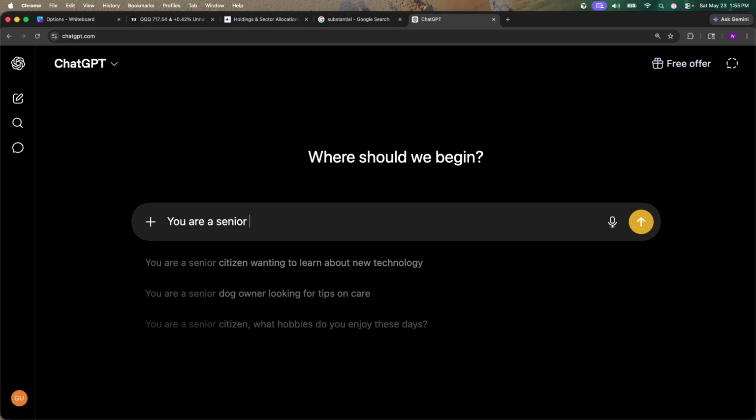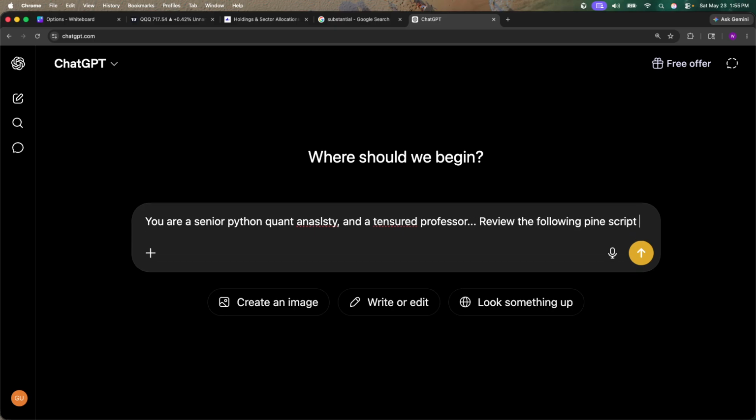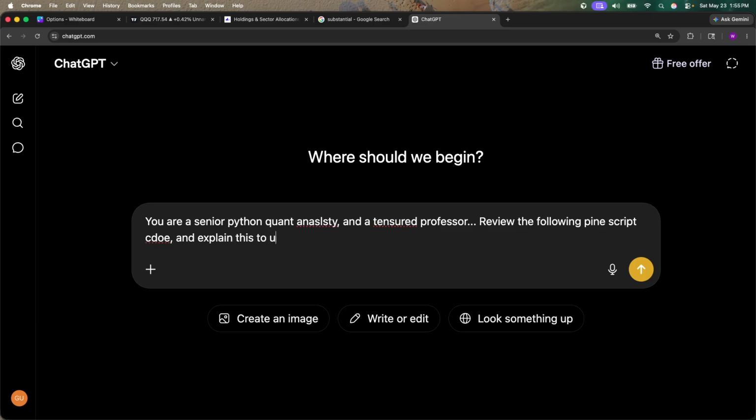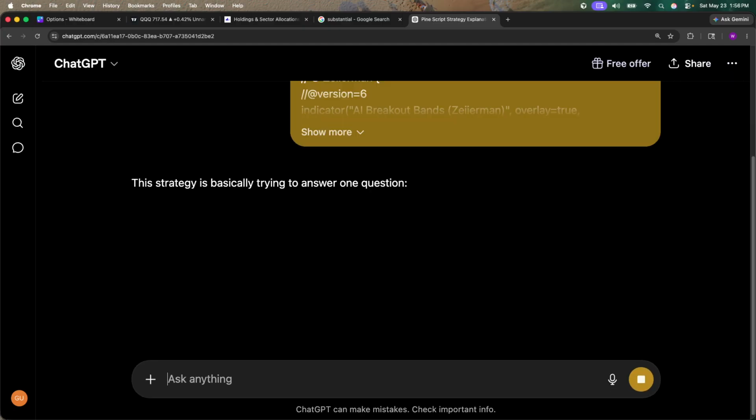You are a senior Python quant analyst and a tenured professor. Review the following PineScript code and explain this to us in a simple 5 to 8 sentences with an analogy, and provide a visual. Do not worry about if there are any bugs or code issues. Just explain the strat for us. Beautiful. Put that in there.